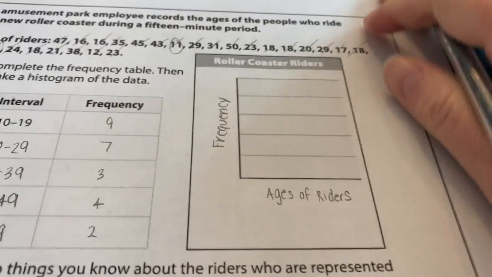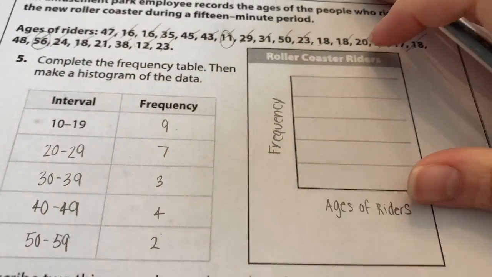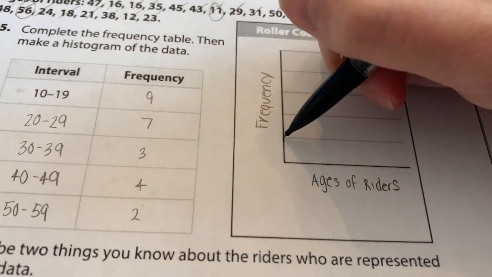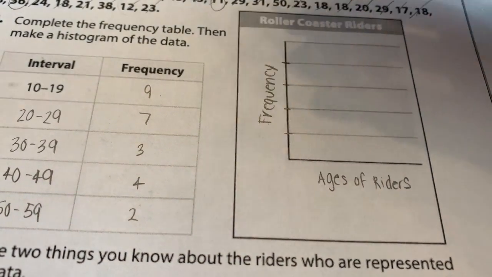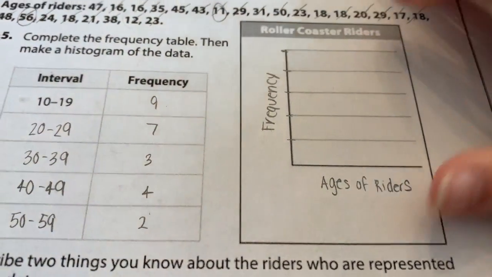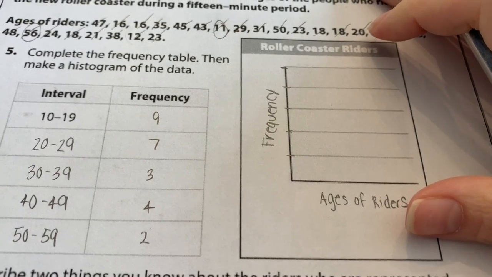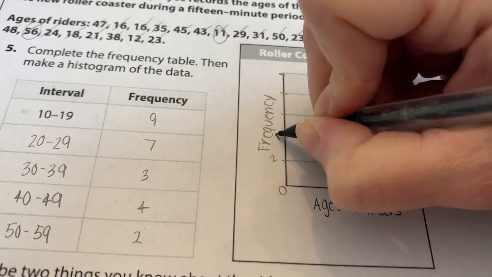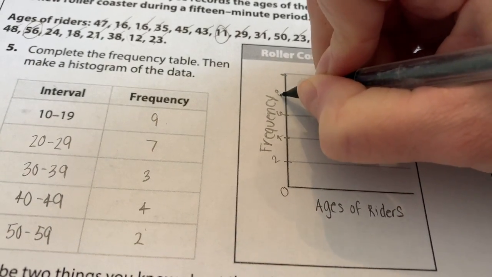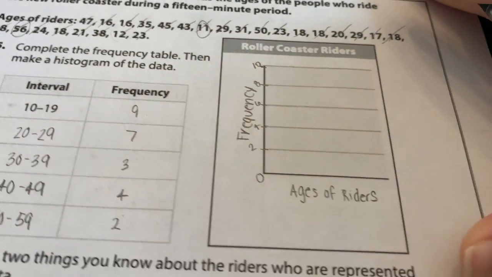Okay, so our frequency is ranging from 2 to 9, so if this is going up, there's 1, 2, 3, 4, 5 lines. So if we make them go up by 2s, we can get all the way up to 10. So this is 0, 2, 4, 6, 8, and 10.